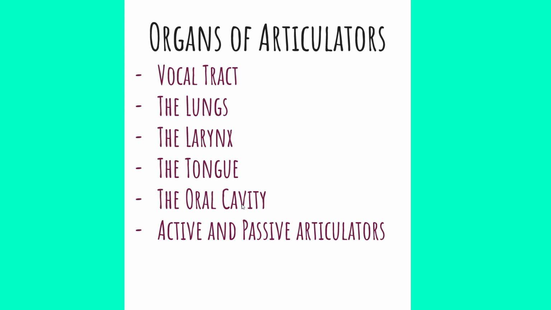Now, in today's talk, I'm going to focus mainly on two points. The first point is that we are going to look at all those organ names through the vocal tract. The second point is that we are going to look at the anatomical places of all those organs. So we are going to look at the vocal tract, the lungs, the larynx, the tongue, the oral cavity, and the active and passive articulators.